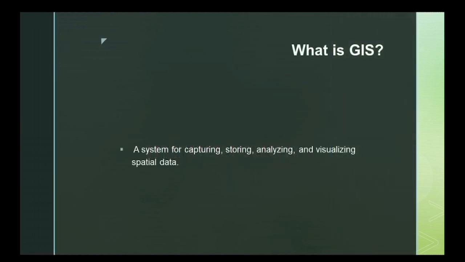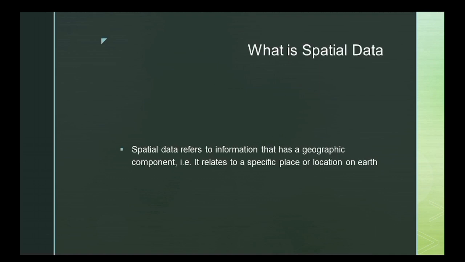So, what is GIS? GIS stands for Geographic Information System. GIS simply is a system that captures, stores, analyzes, and visualizes spatial data. So, you would be wondering, what is spatial data? Spatial data simply means information that has a geographic component. That is, it relates to a specific place or location on Earth.